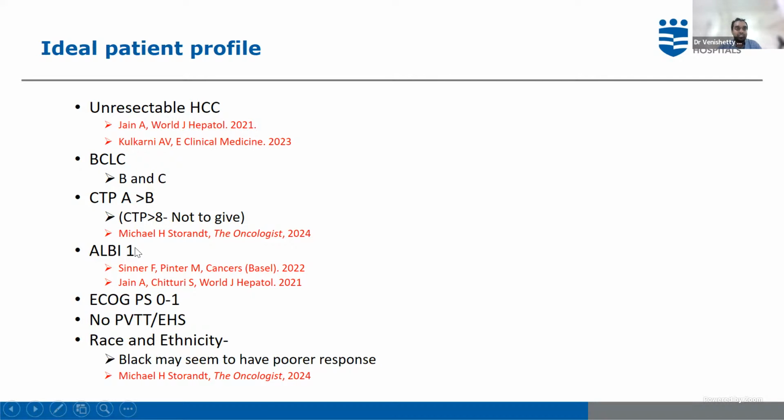ALBI grade 1 is the ideal patient profile, and a worsening ALBI score has poorer outcomes. ECOG performance status 0 to 1, with no evidence of portal vein tumor thrombosis or extrahepatic spread. When you take race and ethnicity, few studies have shown that Black patients may have a poorer response, but further trials in minority populations should be done. So the ideal patient profile would be unresectable HCC in BCLC B and C, CTP A with ALBI grade 1, with a good ECOG performance status of 0 to 1, with no evidence of main portal vein tumor thrombosis or extrahepatic spread.